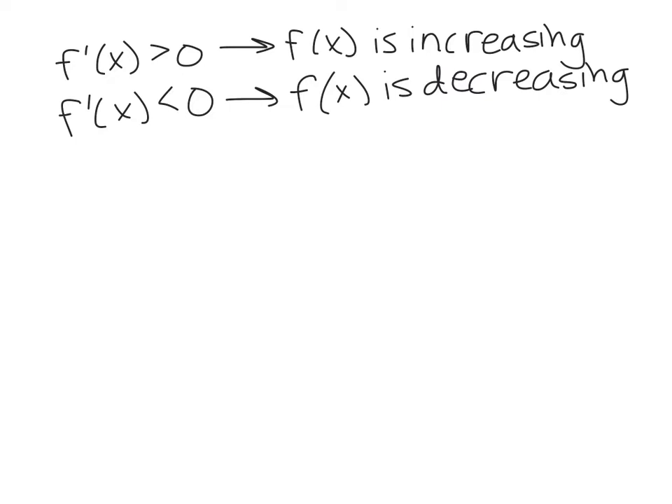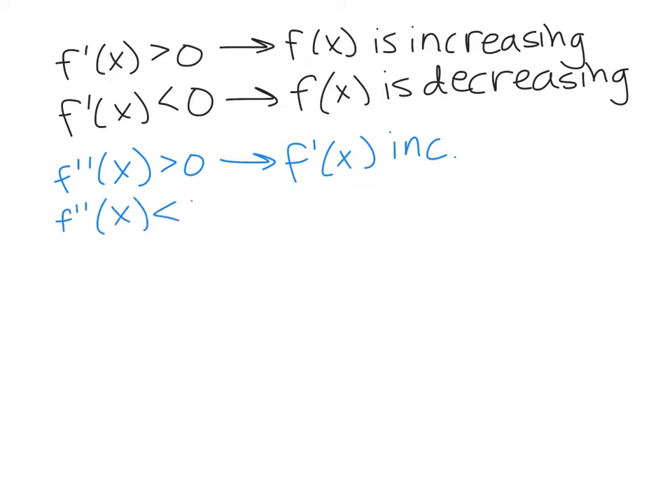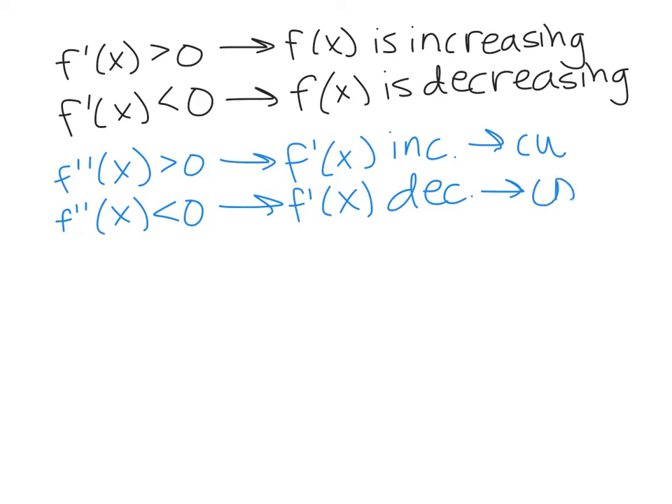Okay, same goes for second derivatives. If your second derivative is greater than 0, then your first derivative is increasing, and vice versa. If your second derivative is less than 0, then your first derivative is decreasing. Okay, and this idea helps us with concavity, right? So concave up, concave down.